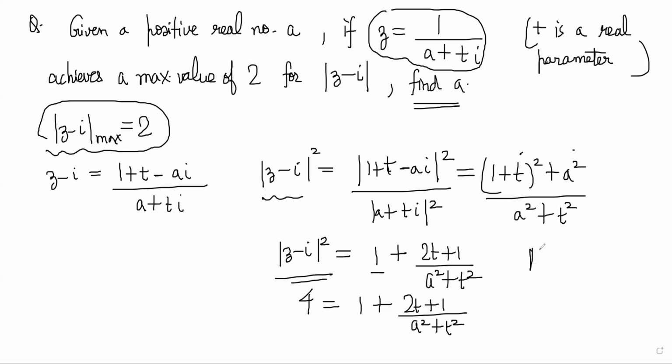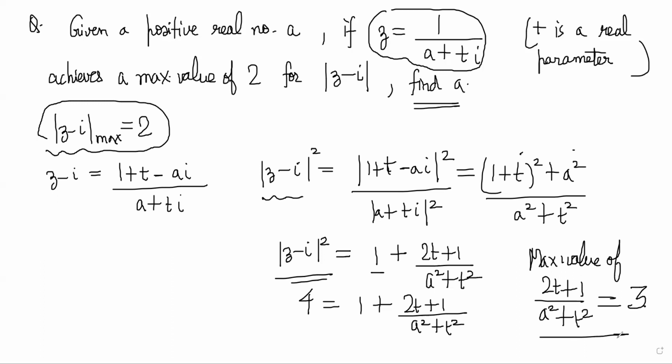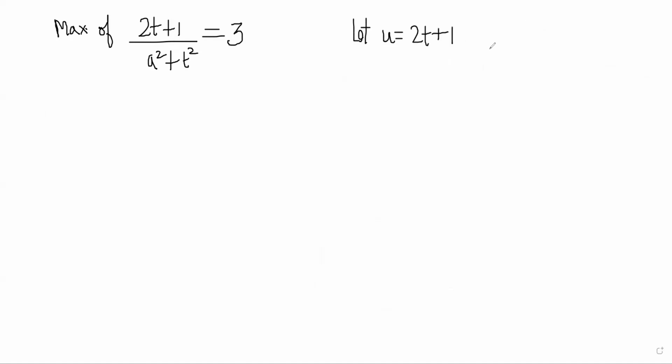So the max value of (2T plus 1) by (A square plus T square) must be 3. Then only this is happening. So let's think about this now. We have the maximum of (2T plus 1) by (A square plus T square) equal to 3. Let u be equal to 2T plus 1, and we have basically u positive here.